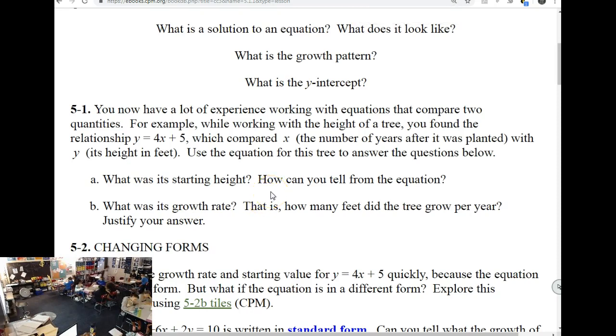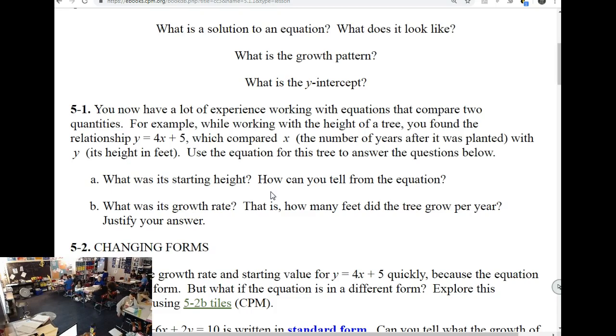All right, so anyone want to read that, or you're going to have to listen to me? Mallory, let's give you a shot today. Go ahead with 5-1. You now have a lot of experience working with equations that compare two quantities. For example, while working with the height of a tree, you found the relationship y equals 4x plus 5, which compared x, the number of years after the planting, with y, the height. Use the equation for this tree to answer the questions below.